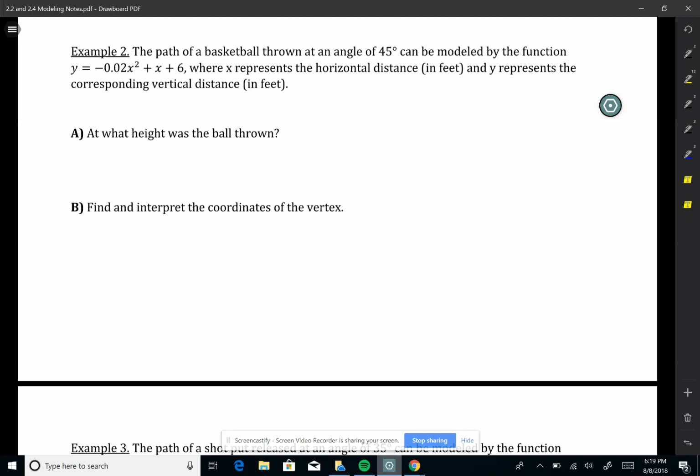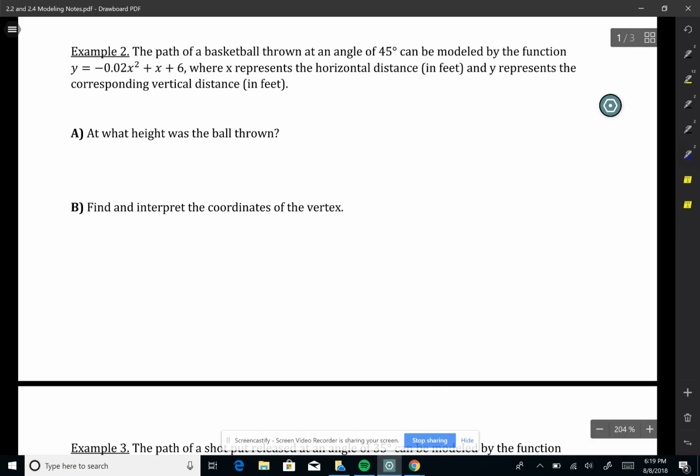Okay, here's example 2. The path of a basketball thrown at an angle of 45 degrees can be modeled by the function y equals negative 0.02x squared plus x plus 6, where x represents the horizontal distance in feet and y represents the corresponding vertical distance in feet. At what height was the ball thrown? And then we are going to find and interpret the coordinates of the vertex.